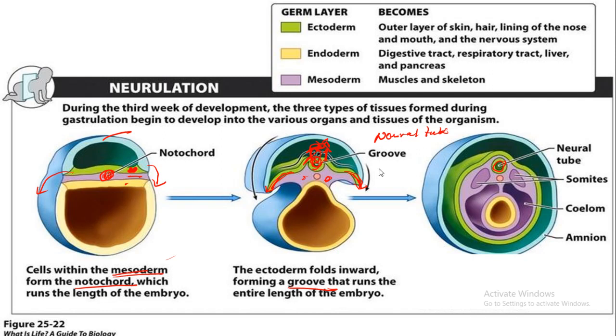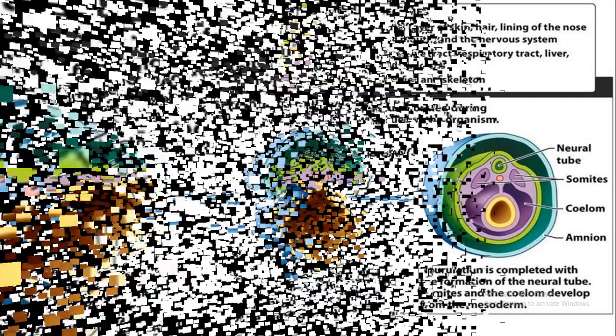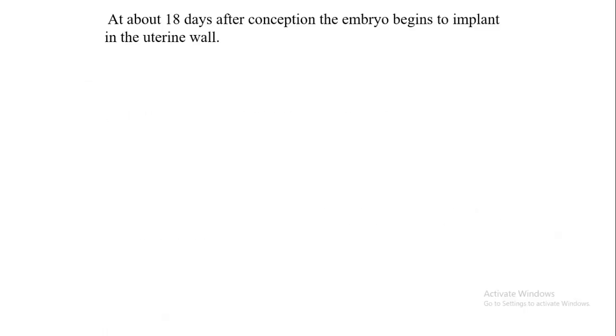Then, on the other hand, the mesoderm will lead to the formation of the somites, and then also the vertebral column. Okay, so we move on. All right, so let's quickly move on to what is happening on day 18.